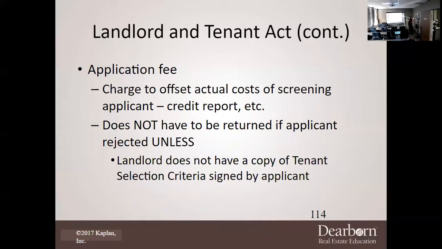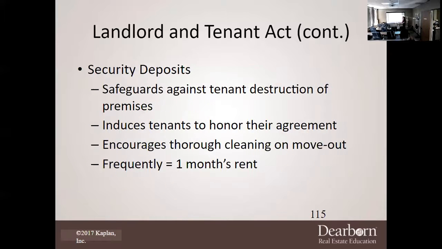They also apply to other fees due when the lease is signed if the application is accepted. Now, the application fee, of course, is the charge to offset the actual cost of the screening for the credit and criminal background. It does not have to be returned if the applicant is rejected, okay, unless the landlord does not have a copy of a tenant selection criteria that's signed by the applicant. So we want to make certain that you have that tenant selection criteria, because if you don't, guess what? You got to pay back that application fee.